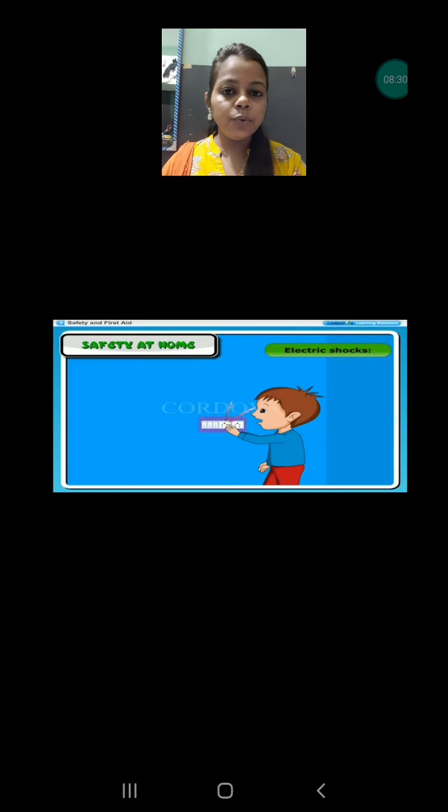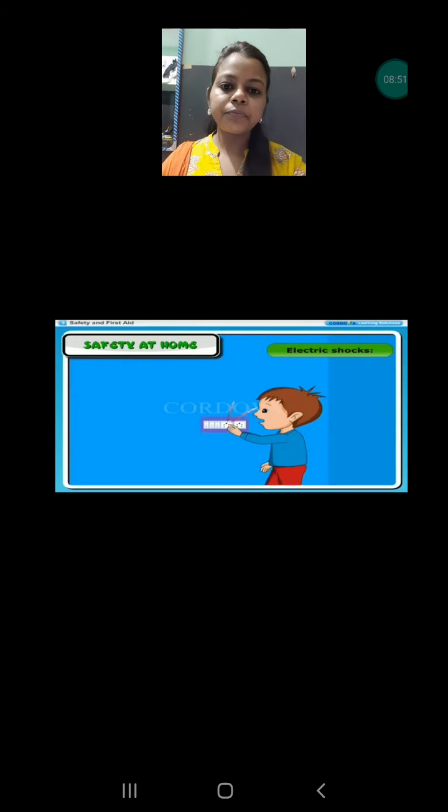First of all, you don't have to touch any of the sockets or switches with a wet hand, because a wet hand can give you an electric shock and that can be dangerous. So if your hands are wet, first of all, please dry your hands and then use the switch to turn your electric switches on or off. Don't put your finger into the socket.